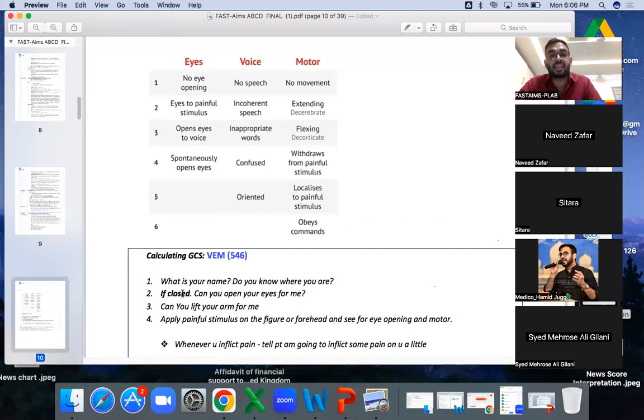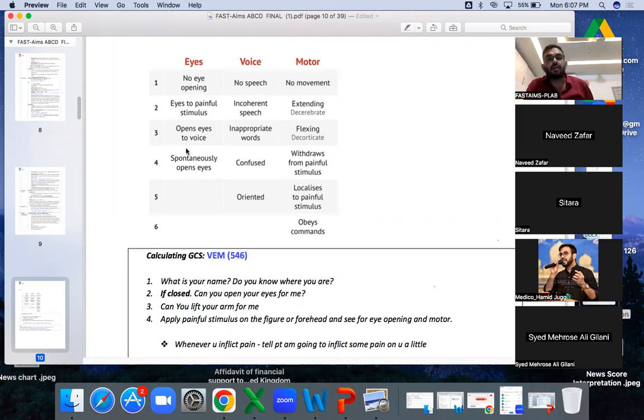Similarly, the second question, you will see whether the eyes are open or not. You will come to eye on the second step. If not open, you will ask a question. If they are closed, can you open your eyes for me? If the patient is opening eyes, look here. Open eyes with voice, 3 score. Spontaneously open, it is already 4. We need not ask this question.